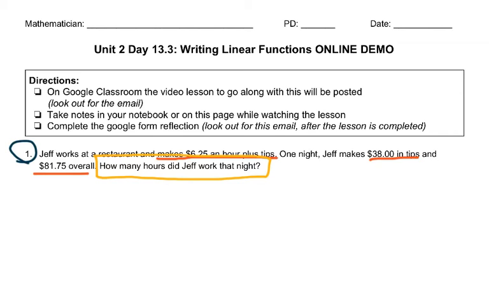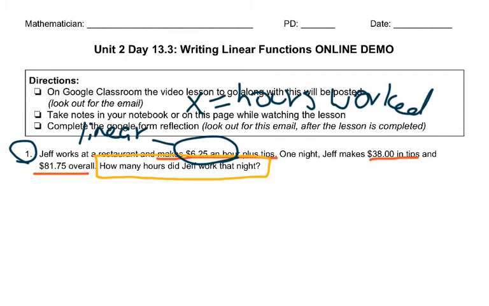So let's see. $6.25 an hour. Well, I know that's a consistent rate, so I know that my problem is going to be linear. And they didn't really tell you how many hours, so I'm going to put down x is equal to hours worked, and then plus his tips. And that would give me his overall.